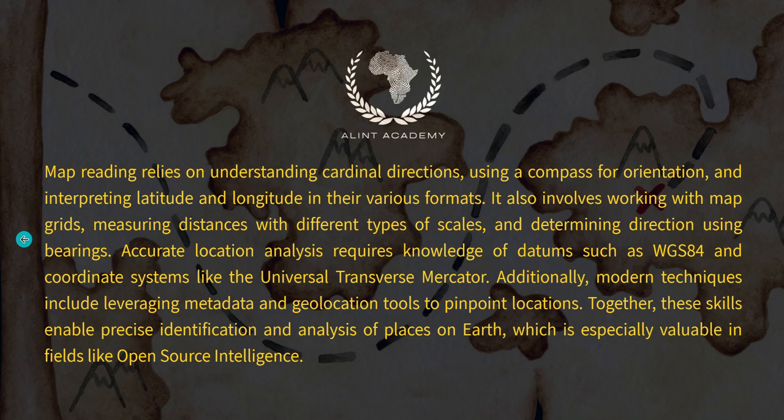Summary. Map reading combines understanding cardinal directions, using a compass, interpreting latitude and longitude, working with map grids, measuring distances, and determining direction with bearings. Modern techniques also include datums, coordinate systems, and geolocation tools. These skills enable precise location identification, essential in navigation, analysis, and open-source intelligence.